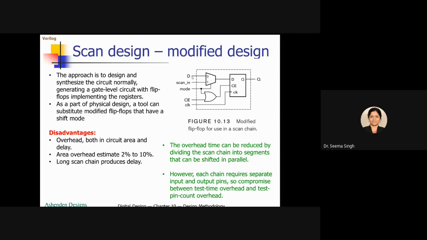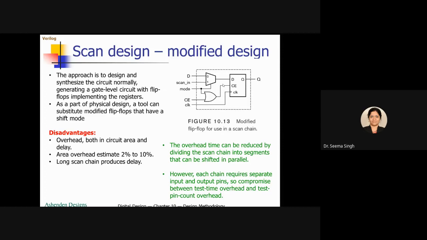So D data will not be immediately available here. It will take one clock cycle to come from this side to this side. So this is your problem with the delay, as well as area is of course required because extra things are being made on the circuit. Also, if you have a small sequential circuit, no problem. But if it is a long scan chain, it will produce more delay. So that is the disadvantage.